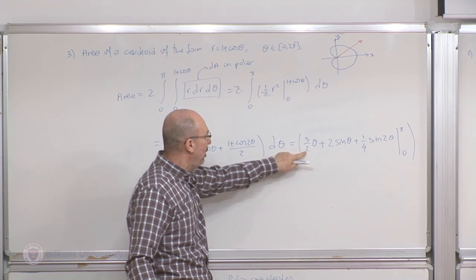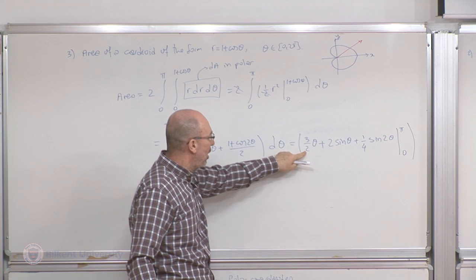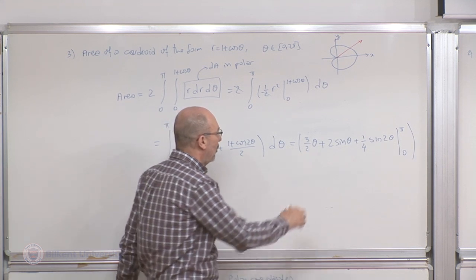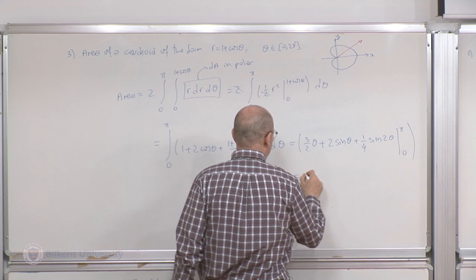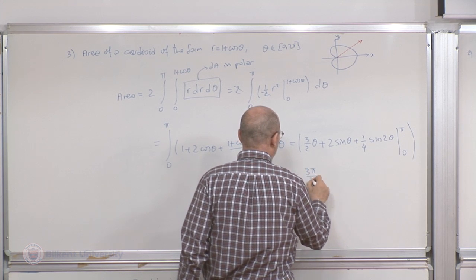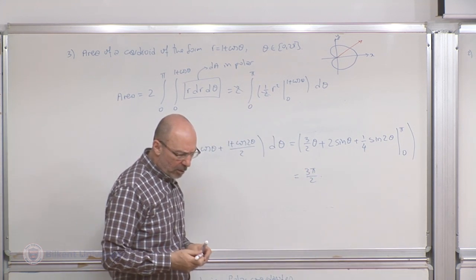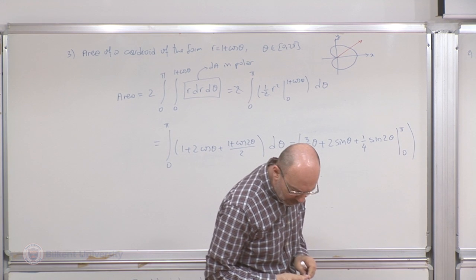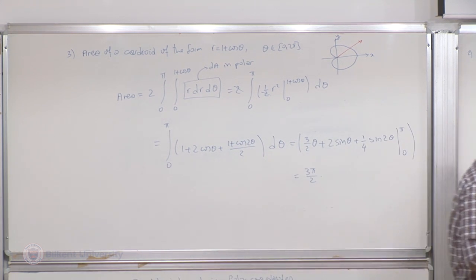So the only thing is here I have 3 pi over 2, because theta at 0 is 0. So this is 3 pi over 2. Okay, so let me see if that's what I found at home. Okay, so 3 pi over 2.